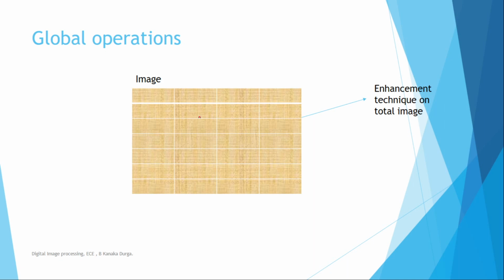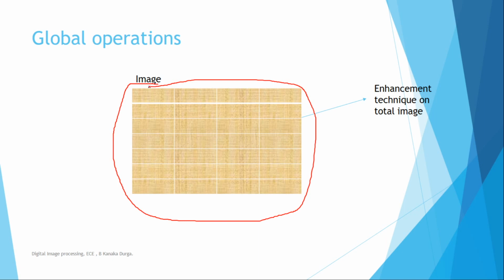Next one is global operation. In this global operation, whatever enhancement technique I have to apply, we apply on the total image, not with respect to a single pixel, and not with respect to the neighboring pixel values. Whatever technique we want to apply, we directly apply on the total image.